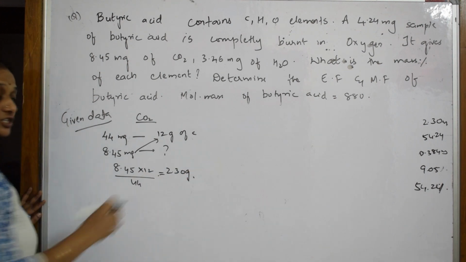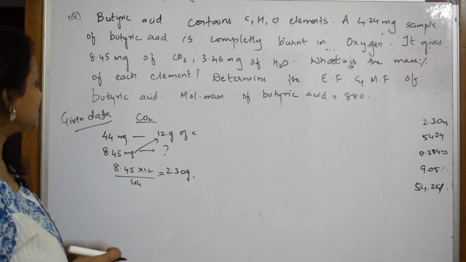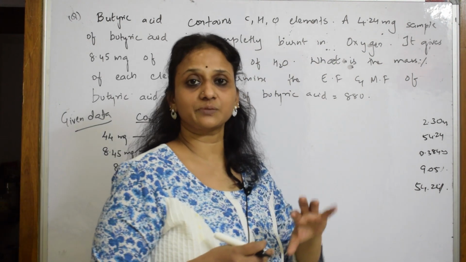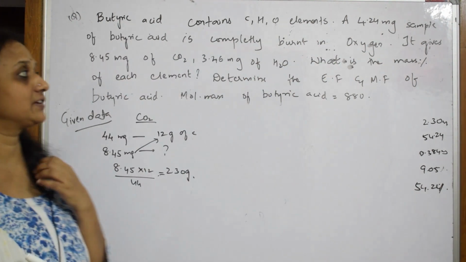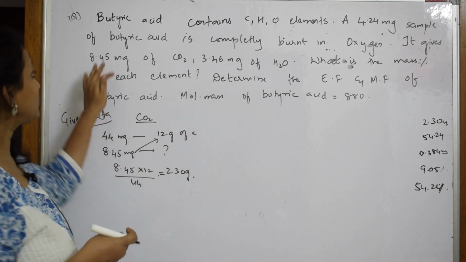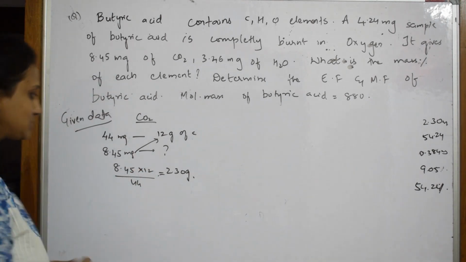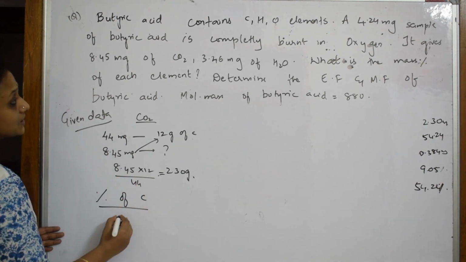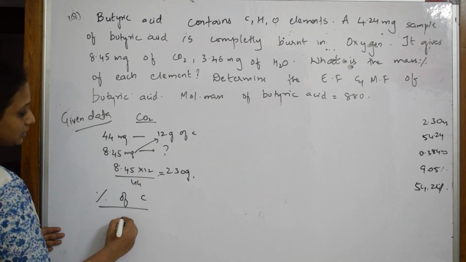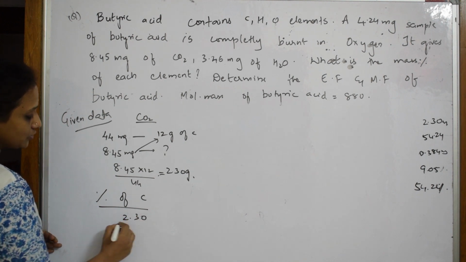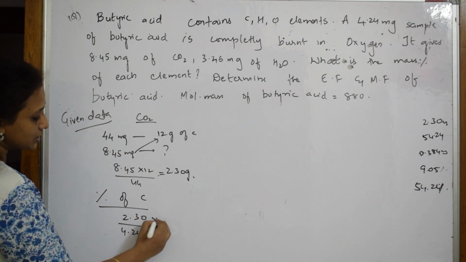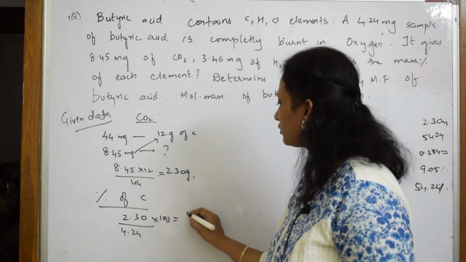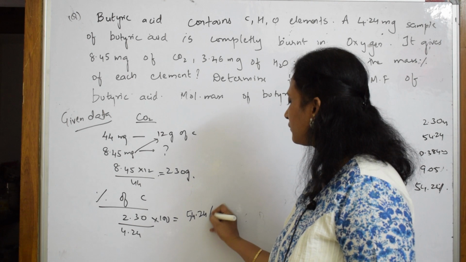This is over. Now I need to calculate the percentage. Why? Because this 2.30 is in the sample, but the total is 4.24 milligrams. So I need to find the percentage of carbon, isn't it? So 2.30 by 4.24 into 100. Then I've got a percentage. How much did I get? 54.24. Okay, I've got 54.24 percent of carbon.